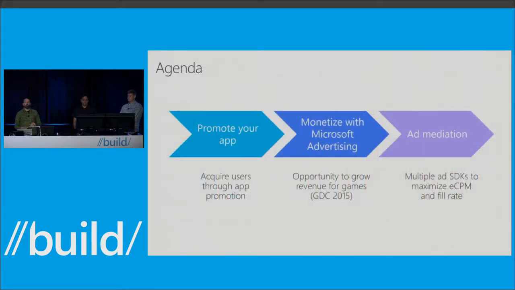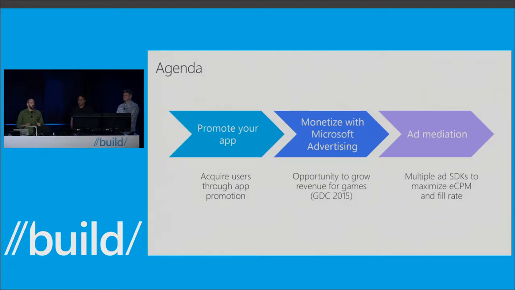So let's do a quick overview of the agenda for this session. First, we're going to talk about app promotion. Successful developers acquire users with app promotion, either cross promotions, which we refer to as house ads. Those are ads that show up within your own apps, or paid promotions. Those are ads for your app that show up in other apps in the ecosystem. And so Vijay's going to talk about the great work that his team has done in the app promotion space.